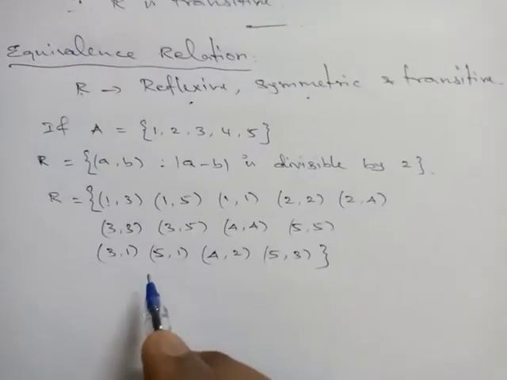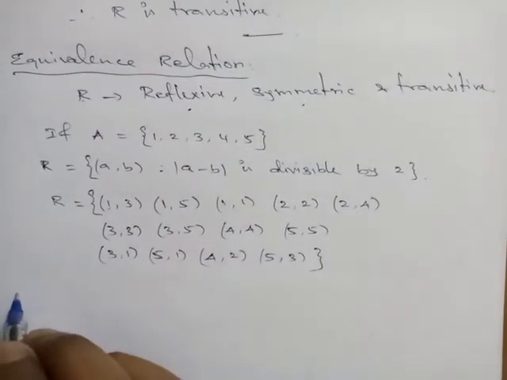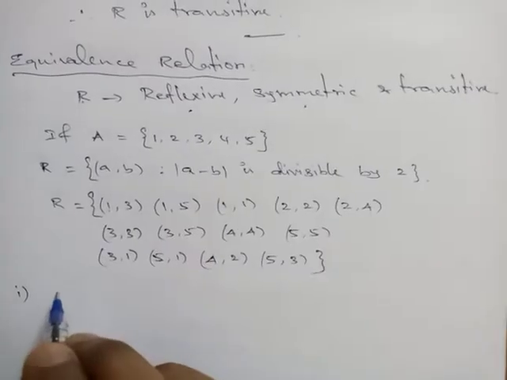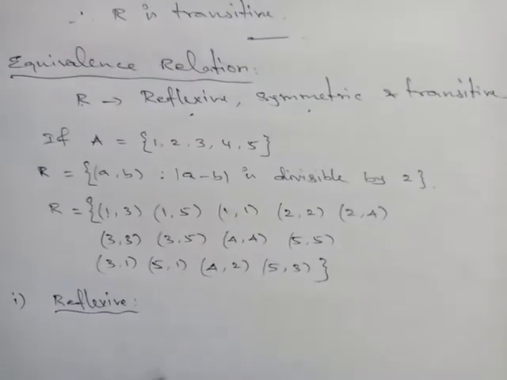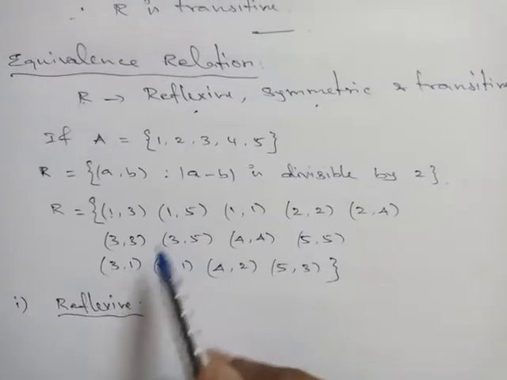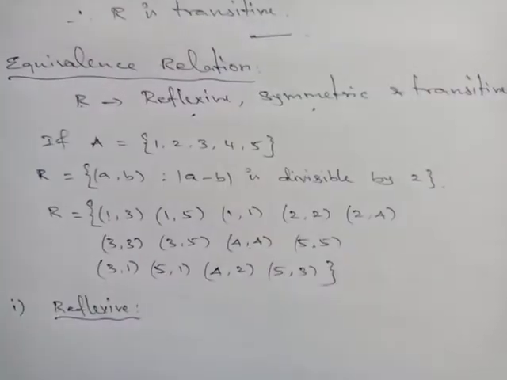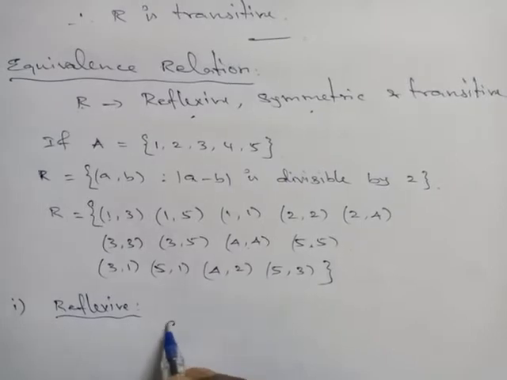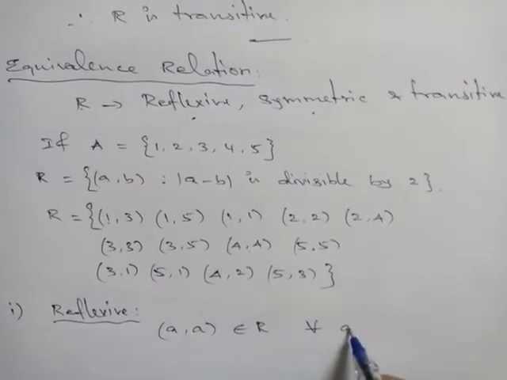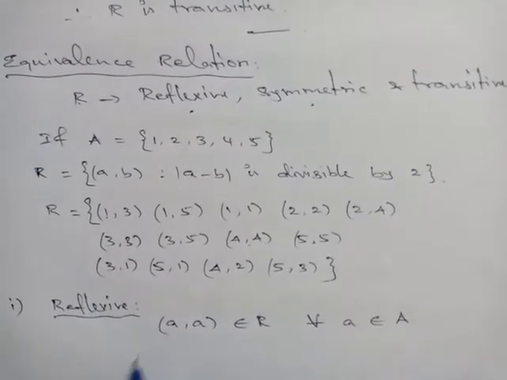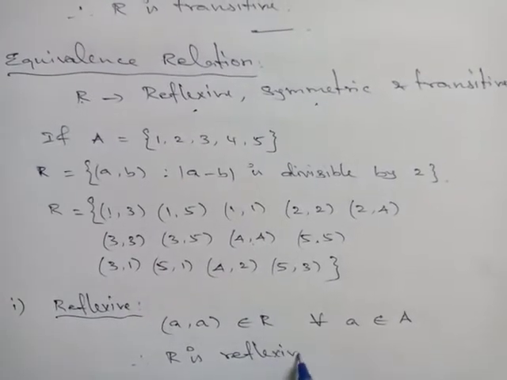In this relation, now we have to check that whether it is reflexive, symmetric or transitive. All these three conditions we have to check. See, for example, reflexive. How we are telling that this relation R is reflexive? See this 1 comma 1, 2 comma 2, 3 comma 3, 4 comma 4, 5 comma 5. All the elements are here, right? That is A comma A belongs to R for all A belongs to capital A. Therefore R is what we can say, reflexive.